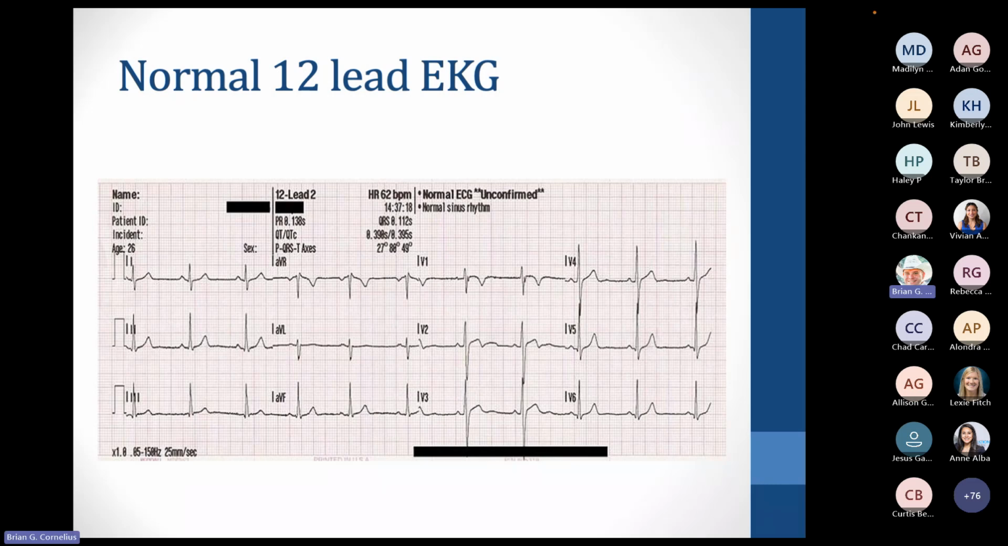Remember the different portions of the heart and what is covered. So 2, 3 and AVF, inferior wall; V1 and V2, septal; V3 and V4, anterior; V5 and V6, lateral; 1 and AVL are going to be your high lateral. Remember, as far as criteria for stuff, that we're looking for greater than 2 millimeters of change in contiguous leads.